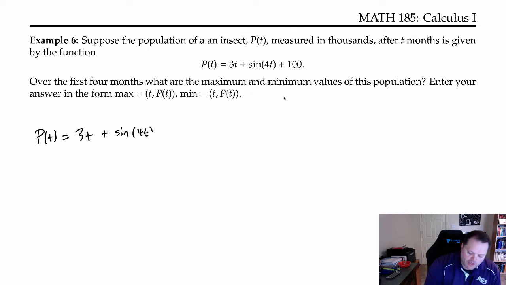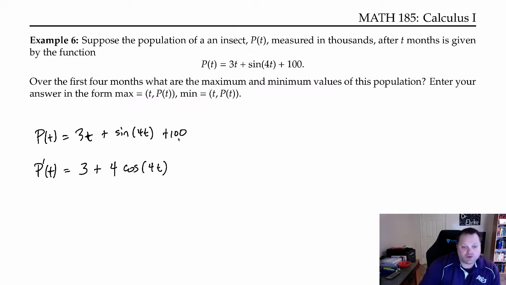What can become tricky about this example is finding the critical points. If you can find the critical points, this actually turns out to be a really easy problem. The derivative of this is fairly easy to find. The derivative of 3t is just 3. The derivative of sine is cosine, but you have to multiply by 4 because of chain rule. So this would be 3 plus 4 cosine 4t. And then the derivative of 100 is 0, so it doesn't show up. So we're going to set this equal to 0.